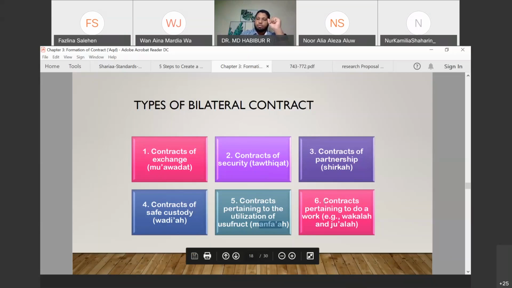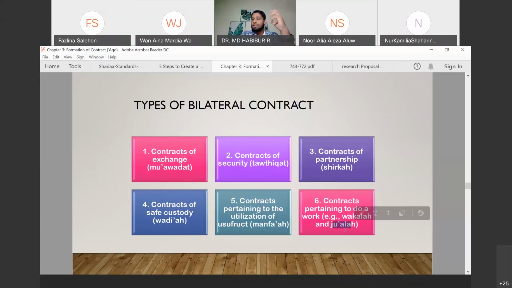Number 6, contracts pertaining to doing a job. This is a kind of service-oriented or performance-based contract. For example, wakala, agency. If you do this work for me, I will pay you this amount. It is an agency contract. Or joala. Joala means incentive-based contract, commission. For example, if you can make a profit more than this amount, I will give you 20% of that amount. So you have a fixed salary, but also above this salary, in addition to this salary, you will get some percentage of the profit itself. All right, as a motivation. So this is Joala.